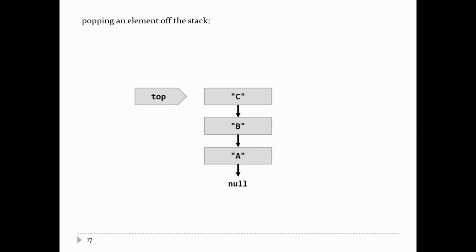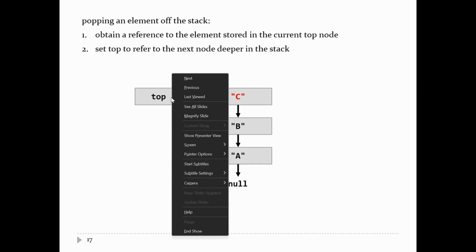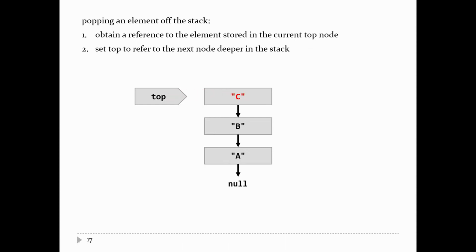Now, if you want to remove an element from the stack, we need to pop that node off the stack. So we're going to remember what is in the node. I'm going to remember what is the element that's in the node. That's going to be the C in this case. I want to adjust top so that it now points at the B, because we're going to remove this node from the top of the stack. Now we've got a reference to the top node.